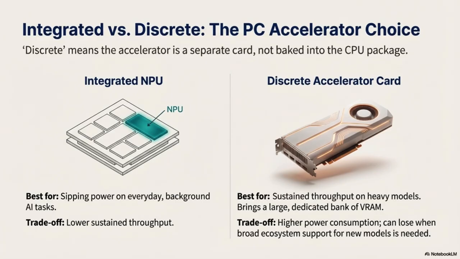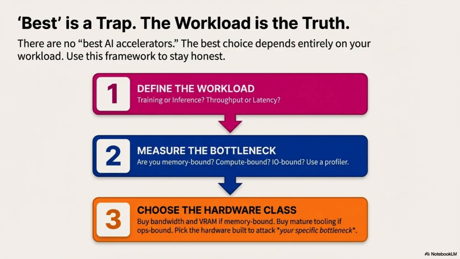If you're memory bound, you buy bandwidth and VRAM. If you're latency bound, you look at how it handles tiny batches. If you're ops bound, you buy mature tooling. And the guide points out 3 huge mistakes to avoid. 1, buying TOPS or TFLOPS instead of buying a complete system. 2, ignoring the software stack. And 3, a classic, chronically underestimating memory, bandwidth, and the cost of moving data.